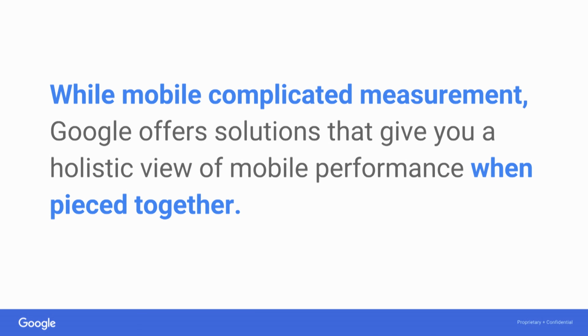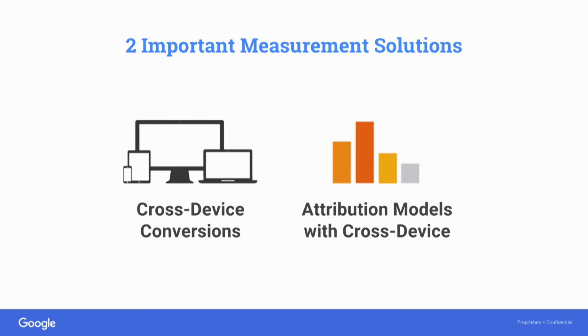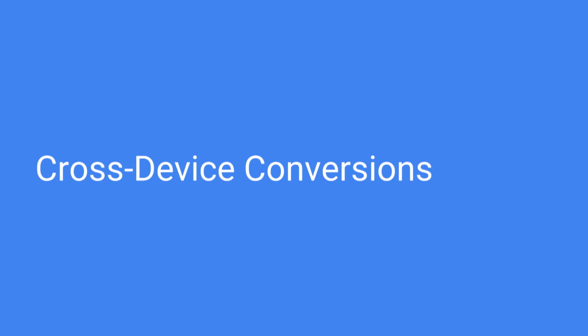But for everyone tuning in today and why we're all here having these discussions, although it has made things more complicated, and it's important to admit that, we do offer solutions that when pieced together can give you a holistic view of your mobile performance. That's right. Cool. So the two solutions we're going to get into today are cross-device conversions and attribution modeling with cross-device. All right, let's dive in.